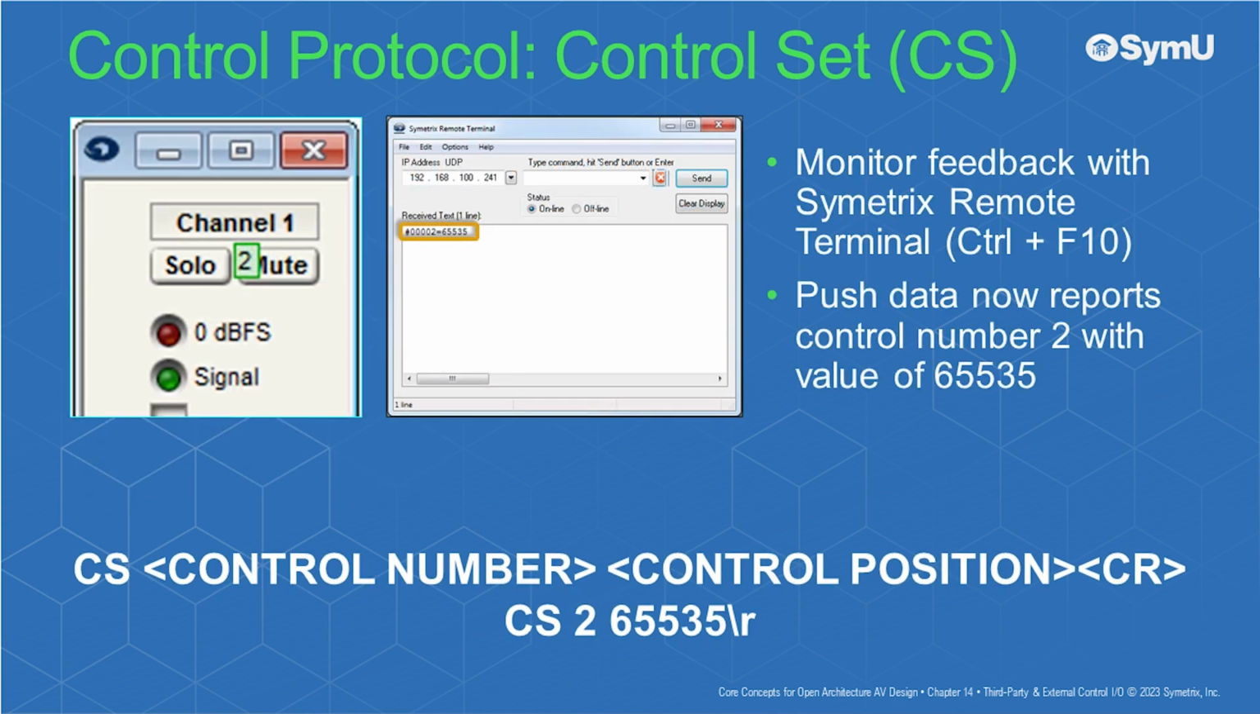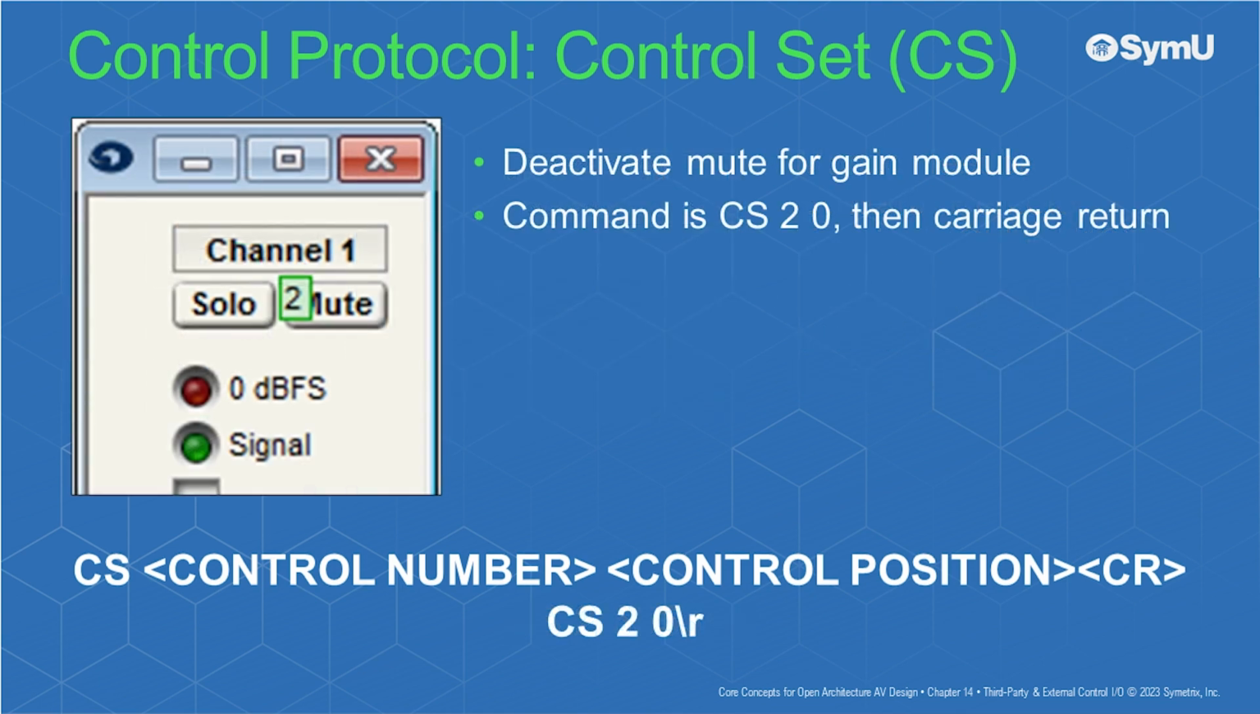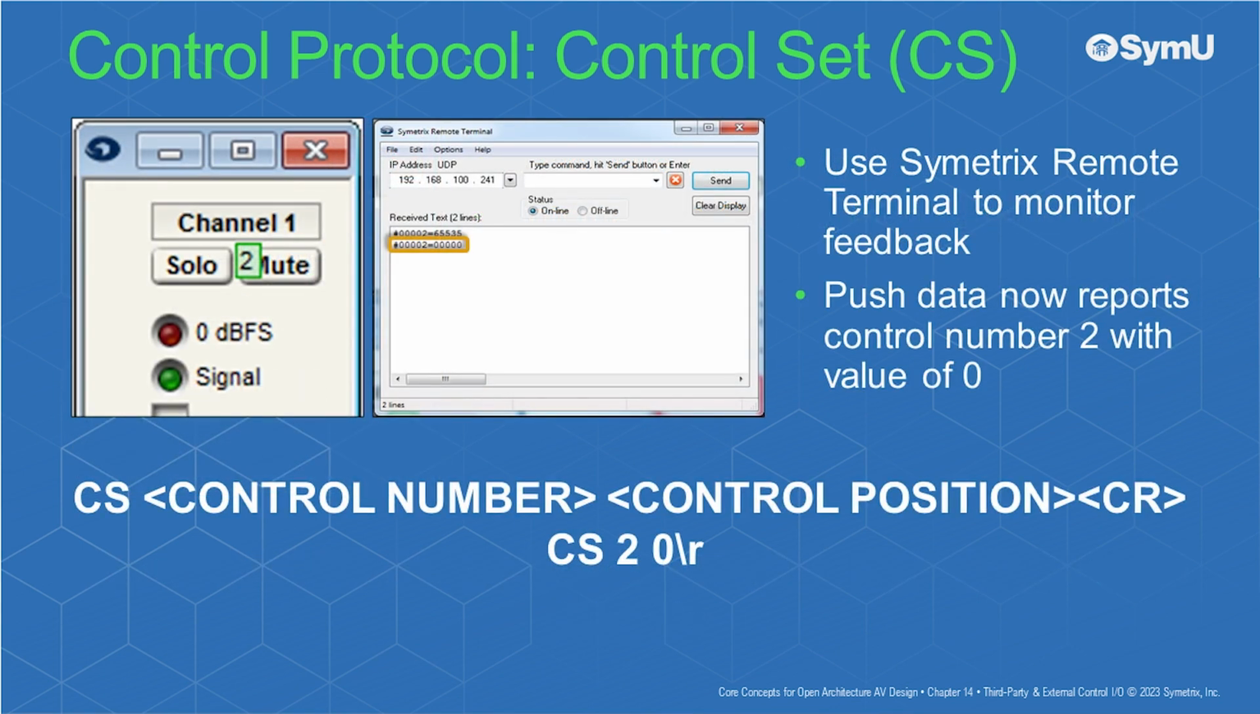Monitor the feedback with the Symetrix remote terminal, or Control F10. The push data now reports control number 2 with a value of 65535. To deactivate the mute for this gain module, the command is CS, 2, 0, then the carriage return. Use the Symetrix remote terminal to monitor the feedback. The push data now reports control number 2 with a value of 0, deactivating the mute.